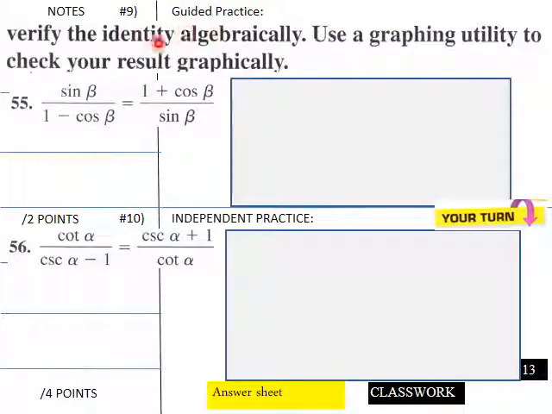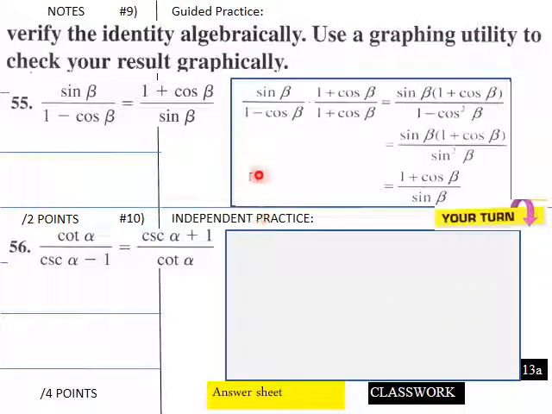Okay, into our guided practice. Use a graphing utility to check your result graphically here. So we have sine beta over 1 plus cosine beta equals 1 minus cosine beta over sine beta. So let's do guided practice. So you end up with that.